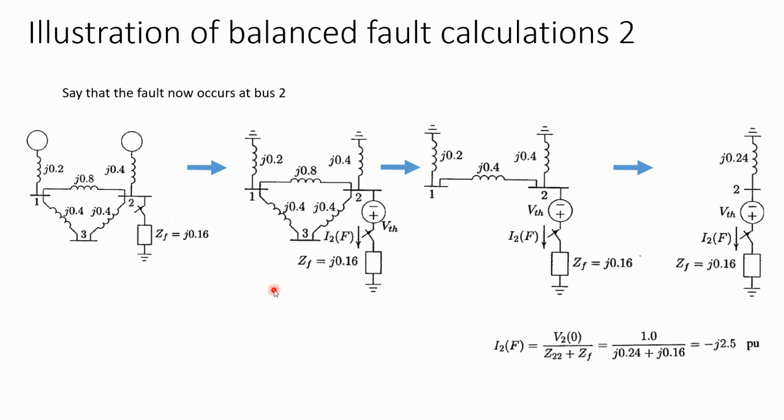So let us all begin by looking at how we are going to analyze the network when we have a balance fault happening at bus 2, as shown in this network here. When we introduce a fault at bus 2, it is similar to connecting the impedance of the fault at bus 2, and that will cause the current to flow in the direction from bus 2 to the ground as shown.